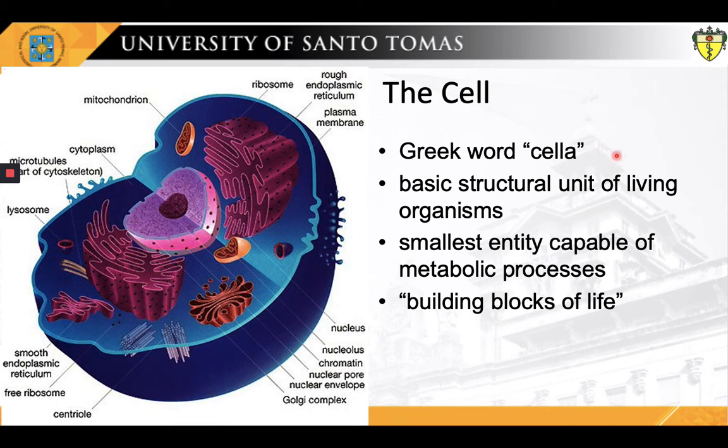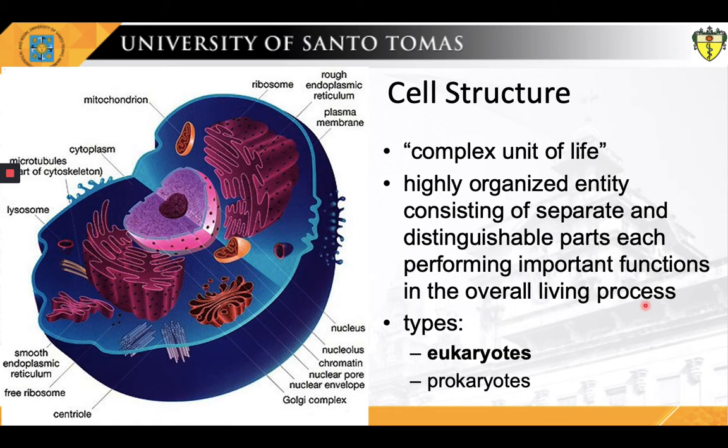all known organisms. A cell is the smallest unit of life, the smallest entity that is capable of metabolic processes. Additionally, cells are often called the building blocks of life. Additionally, cells, though microscopic, are regarded as the complex unit of life, since they are highly organized entities consisting of separate and distinguishable parts, each performing important functions in the overall living process. There are two types of cells: eukaryotic, which contain a nucleus, and prokaryotic, which do not. Let us now go to the different components or organelles that comprise the cell.